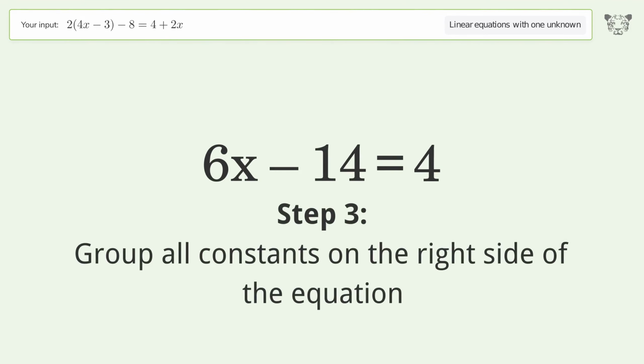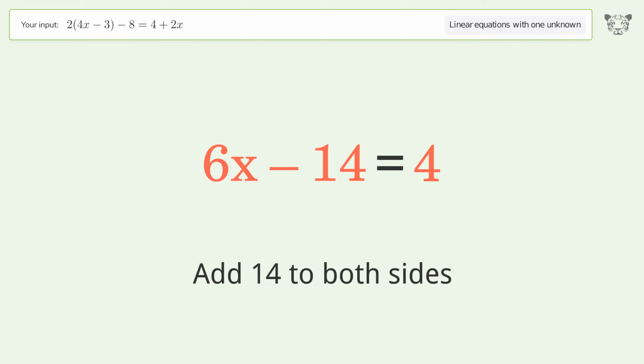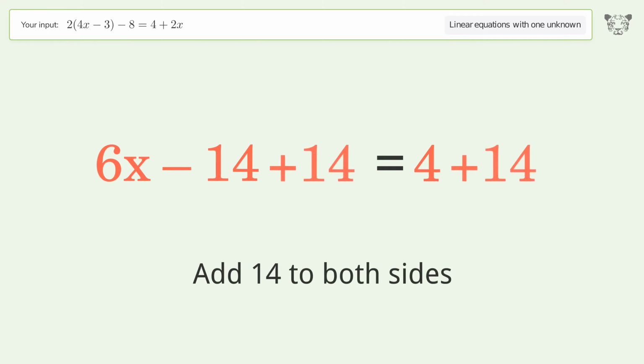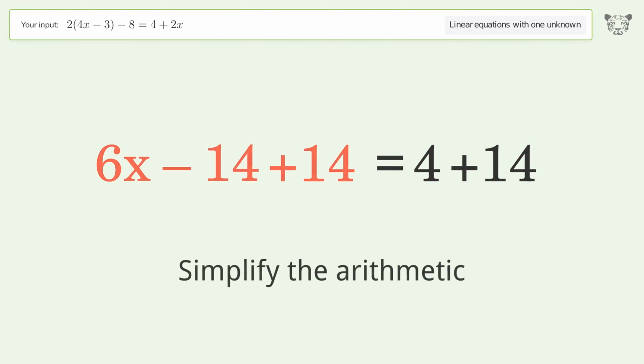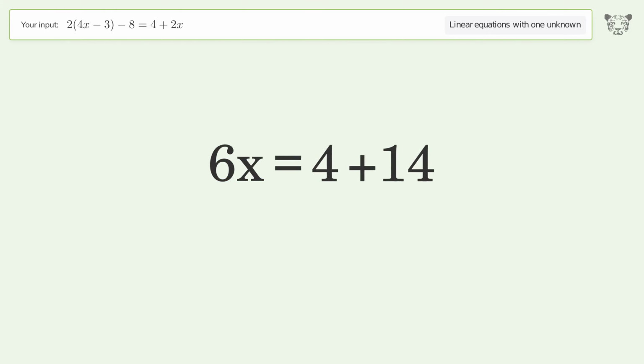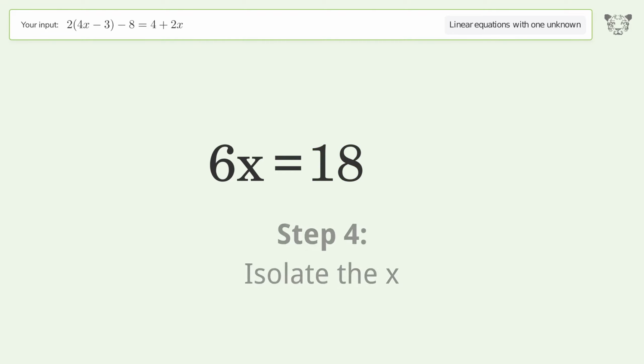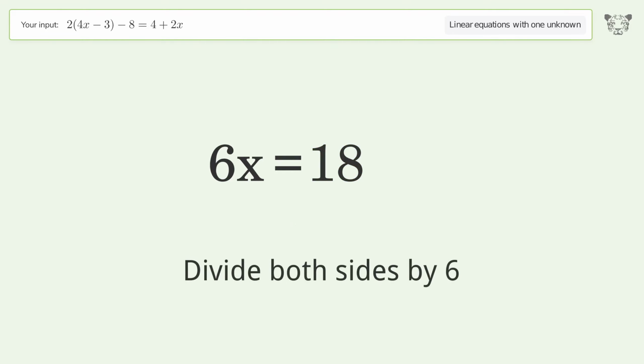Group all constants on the right side of the equation. Add 14 to both sides. Simplify the arithmetic. Isolate the x. Divide both sides by 6.